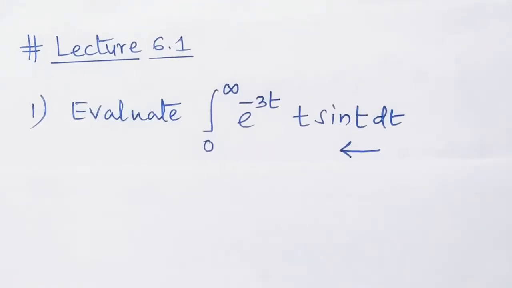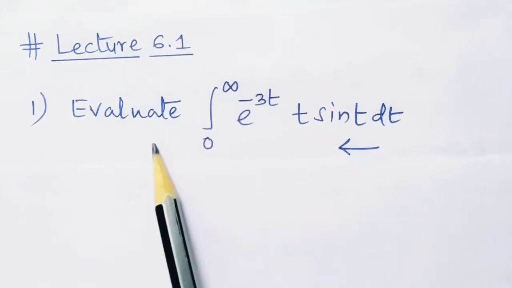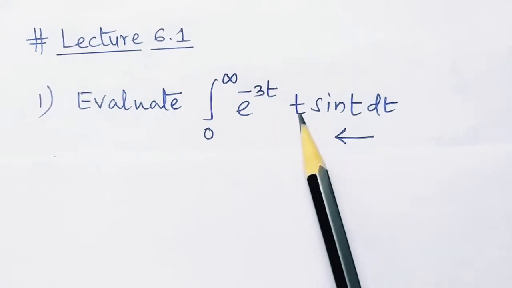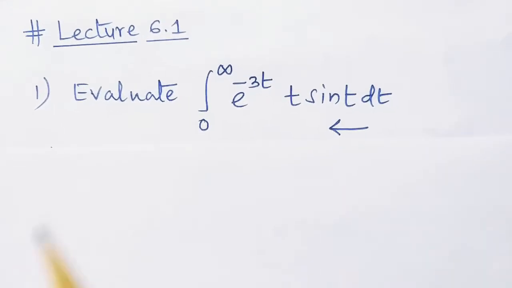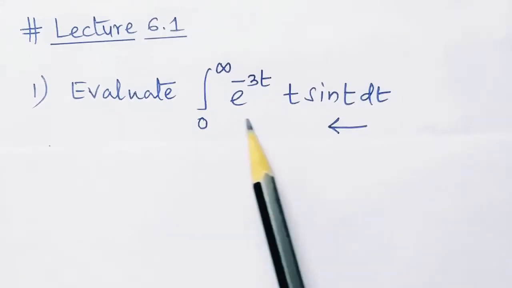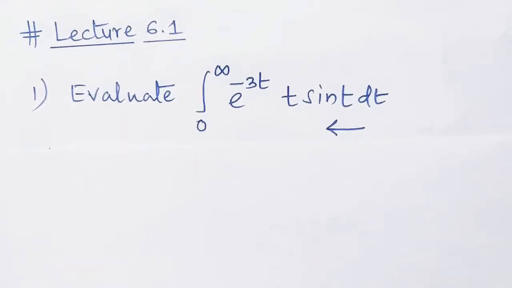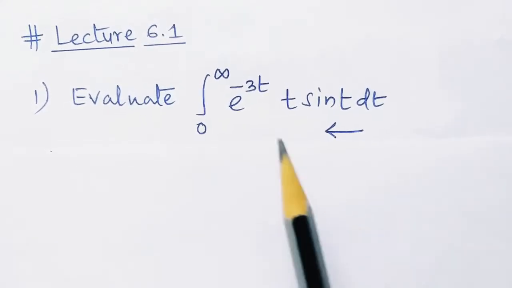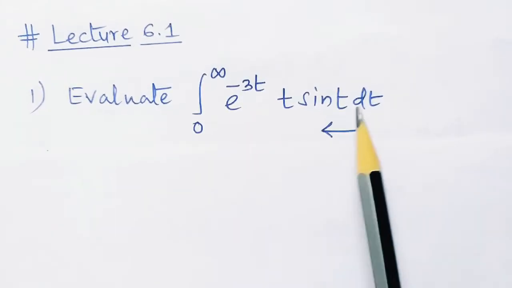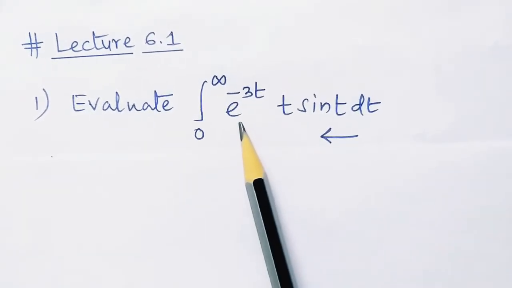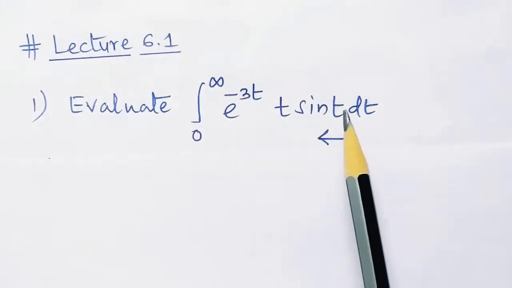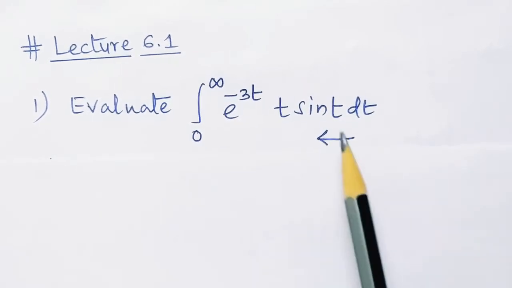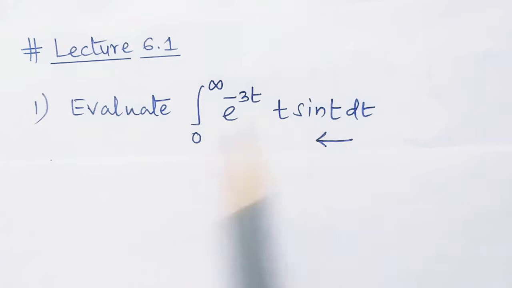Now, let's see the first problem. The question is: evaluate the integral from 0 to infinity of e to the power of minus 3t times t times sine of t dt. As you can observe here, Laplace transformation has not been mentioned, but still the Laplace transform plays a very important role for solving this type of integrals. So when we come across the product of three functions under the integral sign, how do we start, whether from e to the power of minus 3t or from sine of t? We always prefer the direction from extreme right towards the left, and accordingly our first choice would be sine of t.